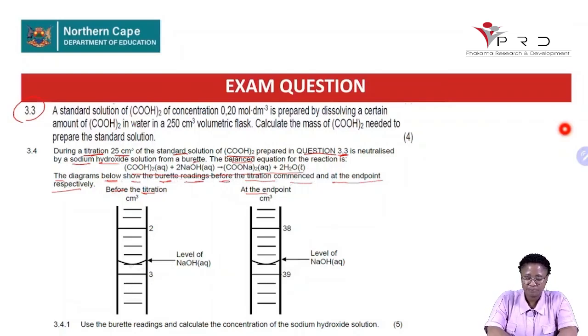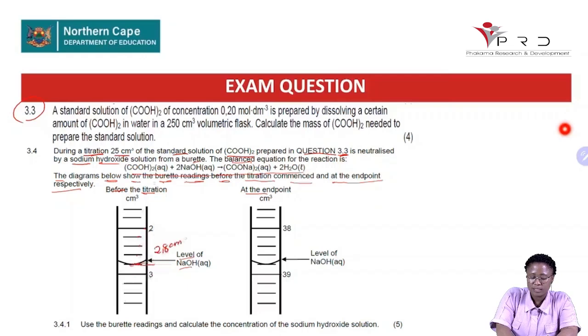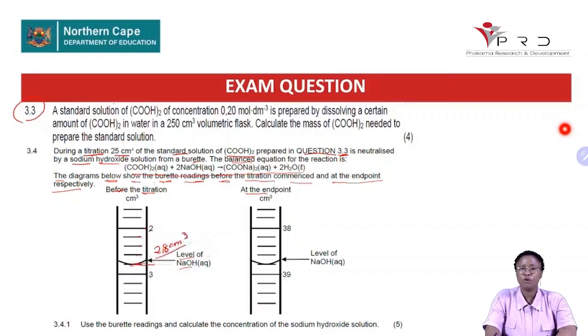Here they say that is the level of sodium hydroxide. As you can see here, I have 2. And if I count my spaces correctly, this is 1, 2, 3, 4, 5. That means my spaces will carry 0.2 each. So that will be 2, 2.2, 2.4, 2.6, 2.8, and then that is 3. So if we measure it correctly, the reading over here will be 2.8 centimeter cubed. That is the level of sodium hydroxide before titration.